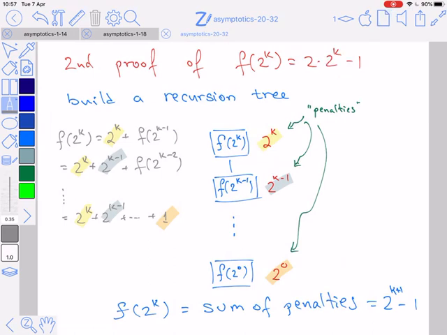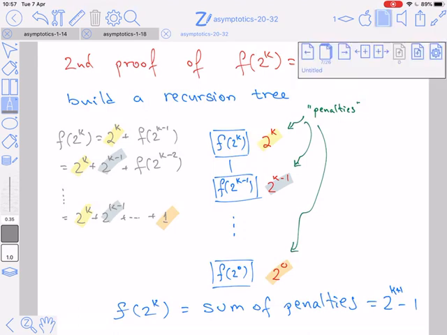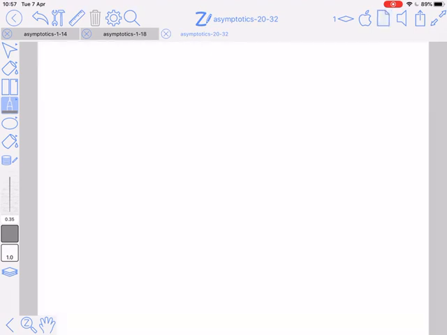Okay. So let's consider a second version of the proof. We want to prove that f of 2 to the k equals 2 times 2 to the k minus 1, but in fact we don't have this guess, and we're trying to figure out this guess. And this slide shows you the end of the analysis. Let me show you the analysis stage by stage. So we want to analyze what f of 2 to the k is. Right? This is our goal.